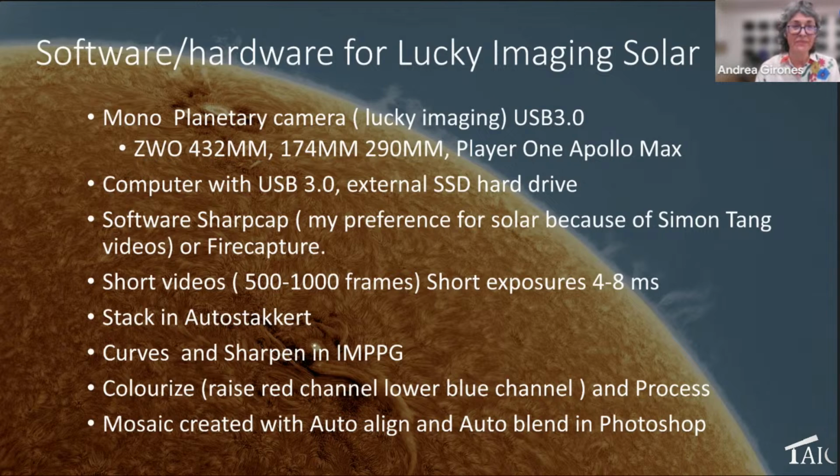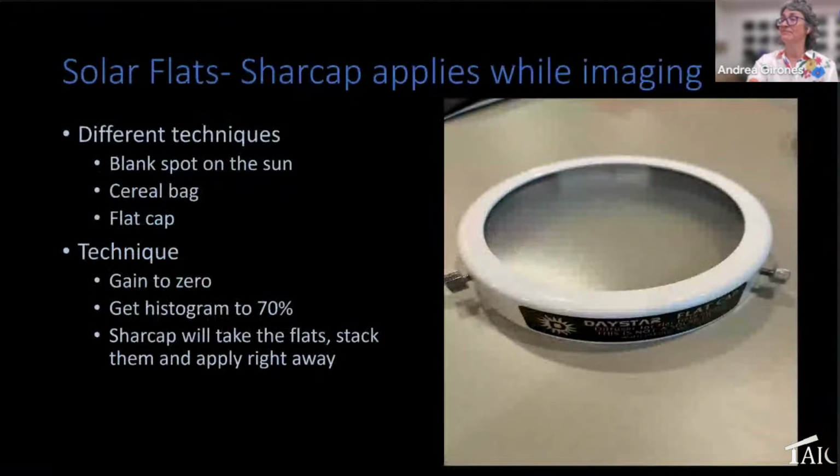Because we image in black and white, we have to colorize them, and there are different ways to do this, but a quick way of doing this in any software: take your red channel, convert to RGB, raise the red midtones, lower the blue midtones, and you'll get orange. There's a bit of a convention as well in solar imaging that white light images are colored yellow, H-alpha images are colored more in the orange. And then I already spoke about creating mosaics with auto align and auto blend in Photoshop. Maybe other programs have similar processes that really make a big difference.